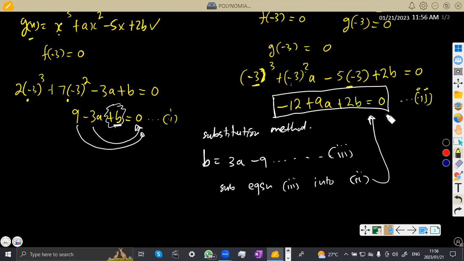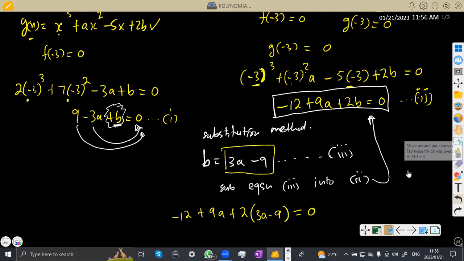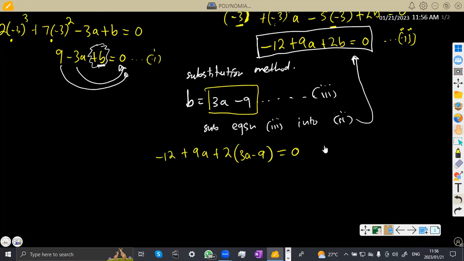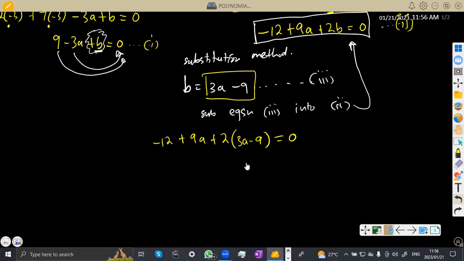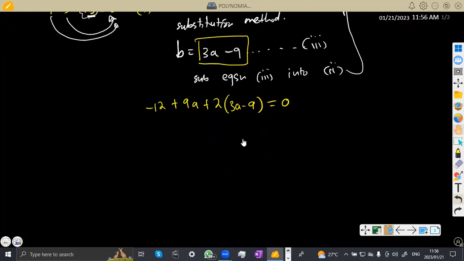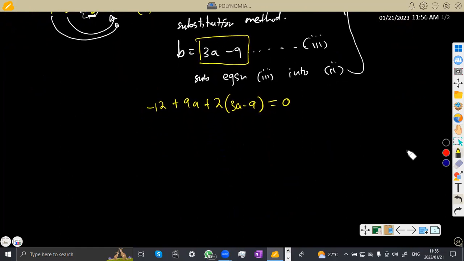So in place of B, if we substitute this part, we are going to remain with negative 12 plus 9a plus 2b, and this is your b, which is 3a minus 9. So you're going to have 3a minus 9 is equal to 0. So you can solve for a. Then after that, we substitute here to find the value of b. Prove with another method to see if you're obtaining the same values, guys.